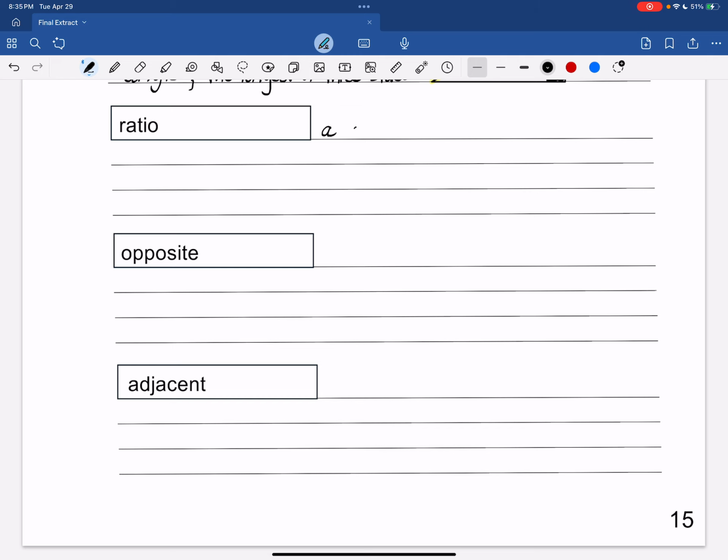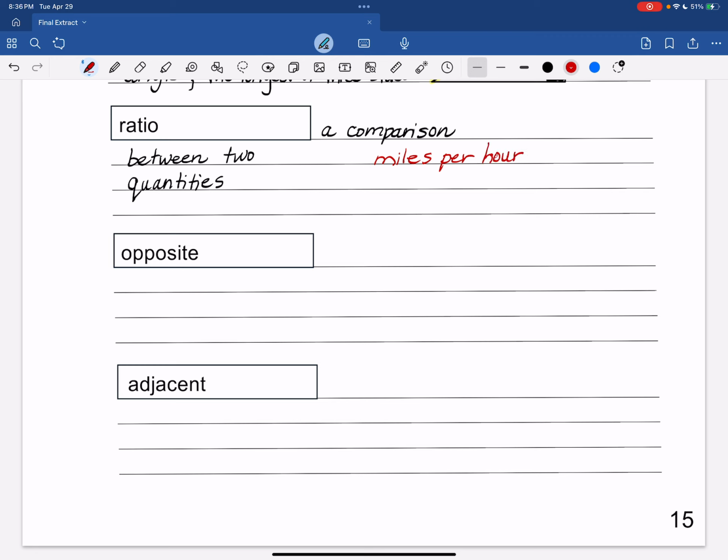A ratio is a comparison between two quantities. And let me give you an example. A very common one is miles per hour. That's the speed ratio. And I'm writing ratio again.